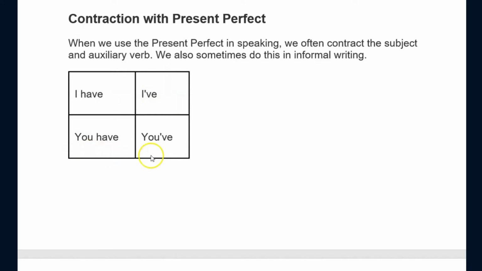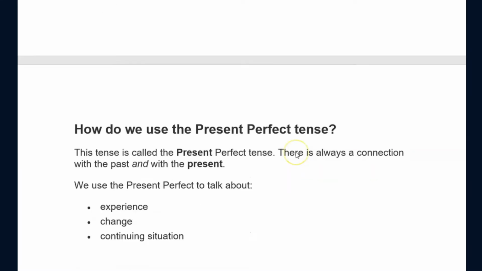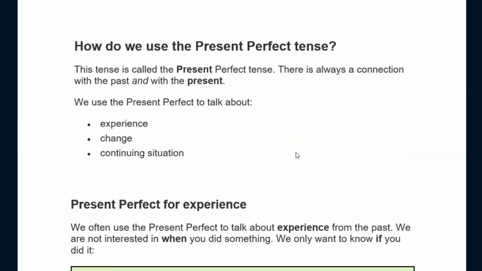Instead of you have, natives will often say you've. Remember, it's informal. When we speak, we often use informal speech unless it's a very formal situation or formal writing that you're doing.